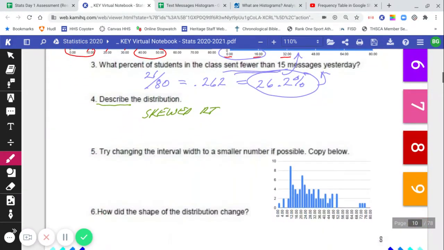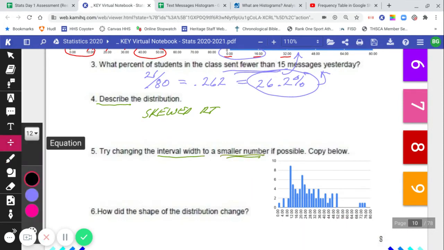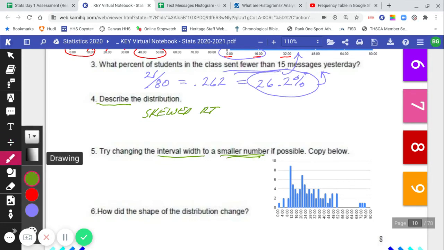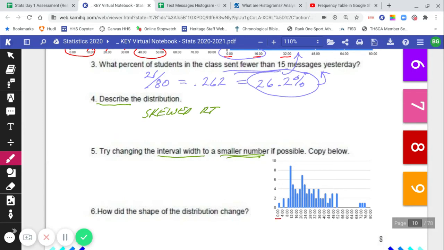Okay. Well, what happens if we change the interval width to a very small number? Well, here's a picture of 1, and you can see 0 to 4, 4 to 8, 8 to 12. So this interval looks like what? Interval of 4. So the first column actually goes 0 to 3, and then it goes 4 to 7, etc., etc.